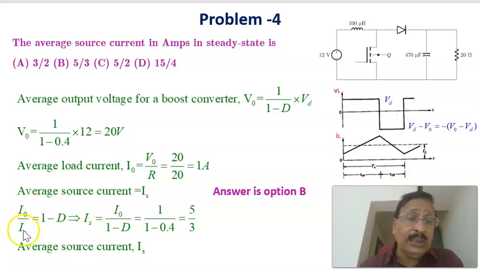we can calculate what the source current is. Average source current is given by I0 divided by 1 minus D. Average output current divided by 1 minus duty ratio, or 1 by 1 minus 0.4, which is equal to 5 by 3. Therefore, the average source current Is is 5 by 3. Therefore, the answer is 5 by 3, which is B. Answer B is the correct option.